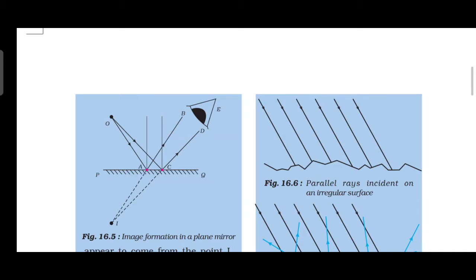Then we want to draw what? The reflected ray. For that we are using what? We are marking A and C and drawing the reflected rays. Then we find the reflected rays AB and also CD. While we are observing with our eyes, they appear to meet at one point. That point is called what? I. Okay.